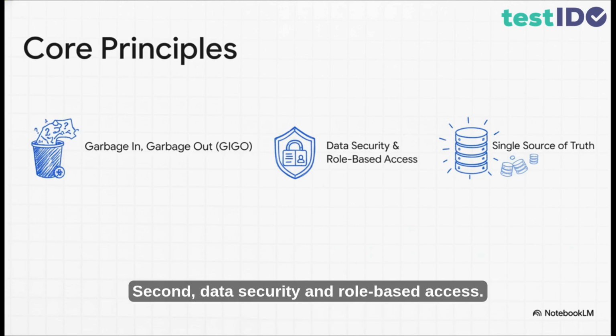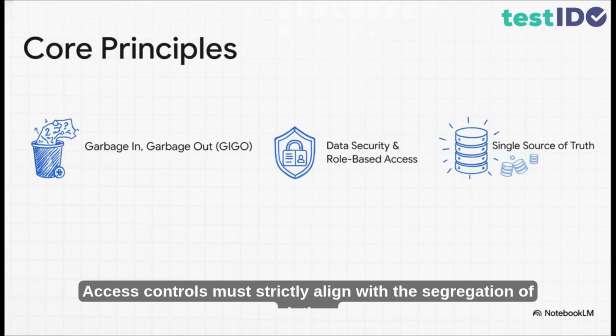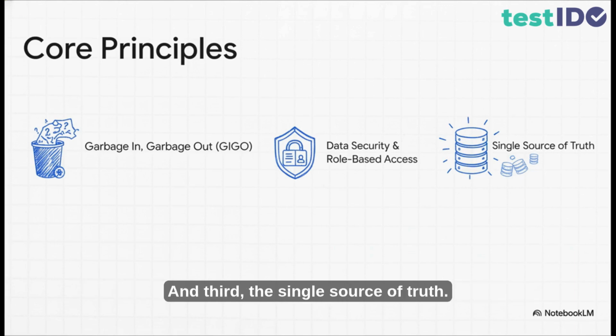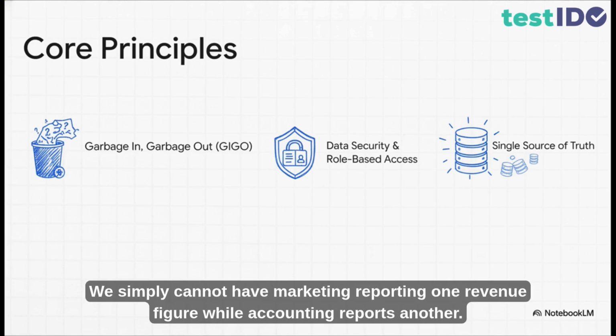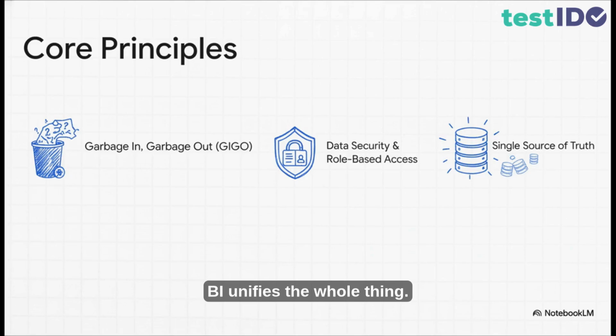Second, data security and role-based access. Not everyone gets to see all the reports. Access controls must strictly align with the segregation of duties. And third, the single source of truth. BI exists to eliminate conflicting numbers. We simply cannot have marketing reporting one revenue figure while accounting reports another. BI unifies the whole thing.